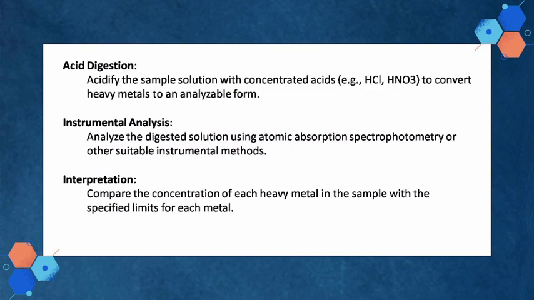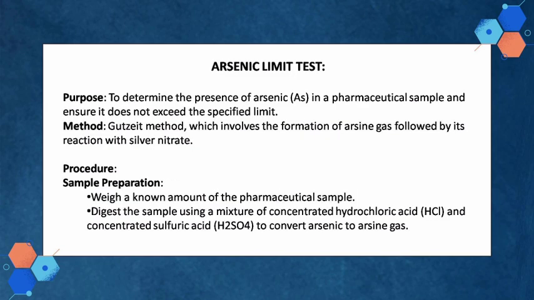Sixth is the arsenic limit test. Purpose: to determine the presence of arsenic, As, in a pharmaceutical sample and ensure it does not exceed the specified limit. Method used: Gutzeit method, which involves the formation of arsine gas followed by its reaction with silver nitrate. Procedure. This involves sample preparation. Weigh a known amount of the pharmaceutical sample.